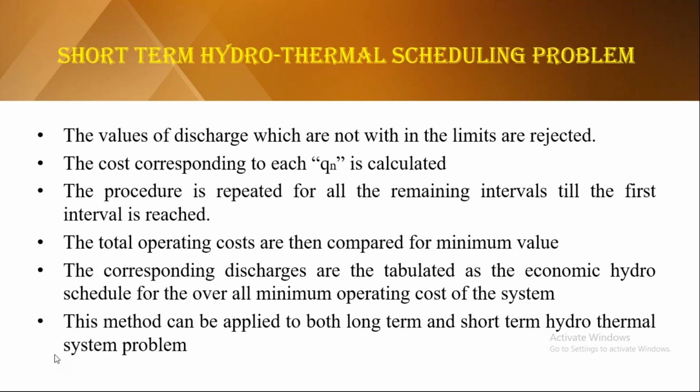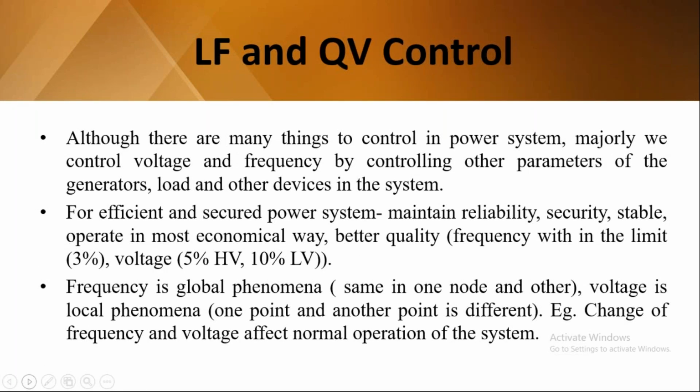Now we move on to the speed governing system. Before that, what is the need of the speed governing system? Why are we going to study it? Generally, in our power system, different types of parameters are involved. To control the power system, we majorly control voltage and frequency by controlling other parameters. Power stability depends on both voltage and frequency, and we can control voltage and frequency by different devices used in the power system.